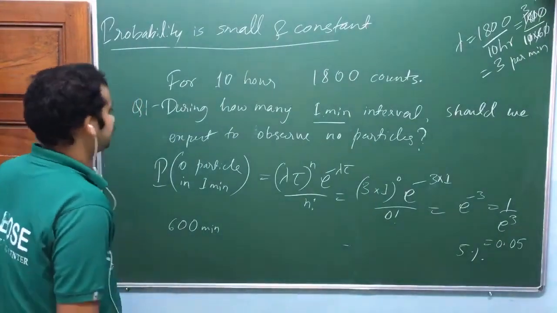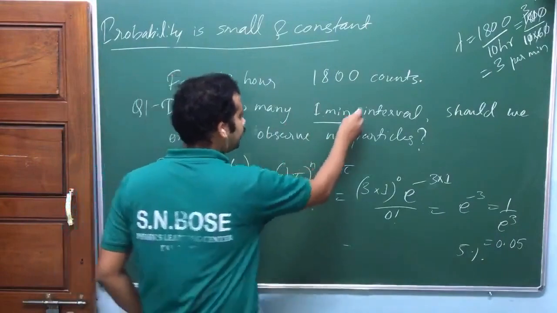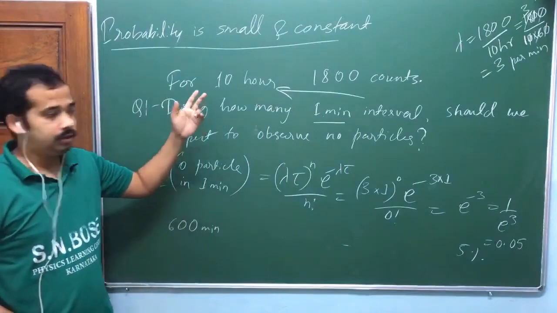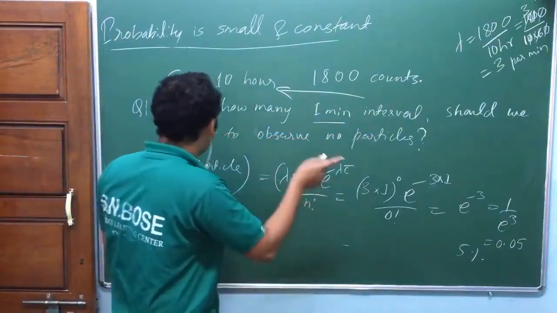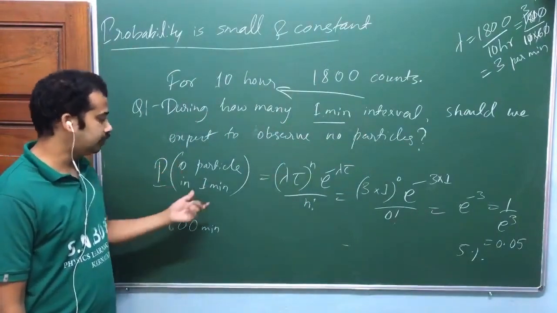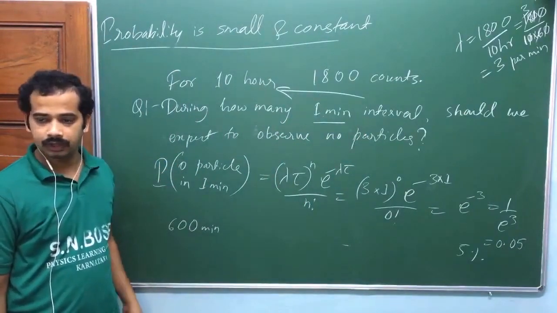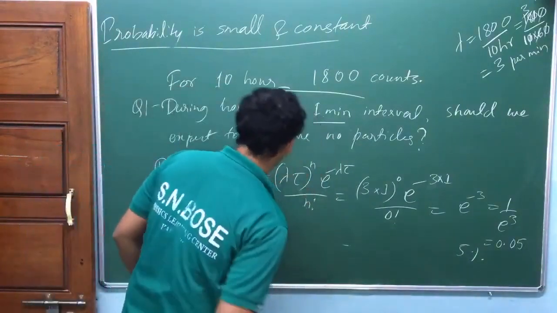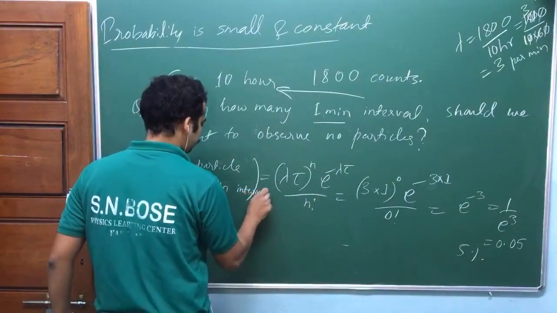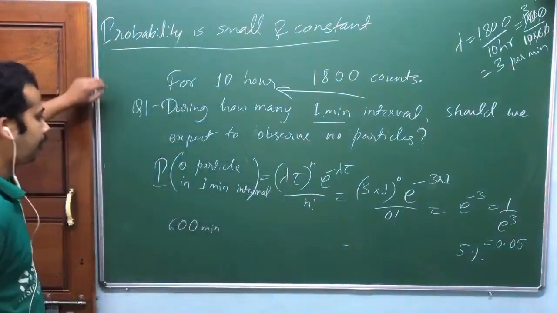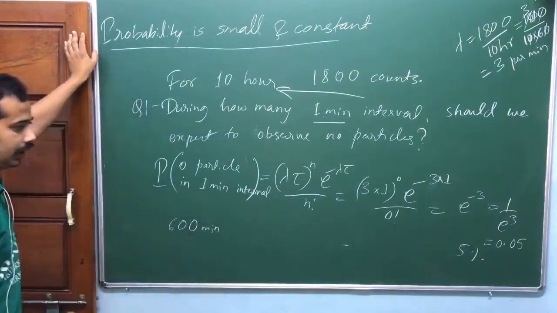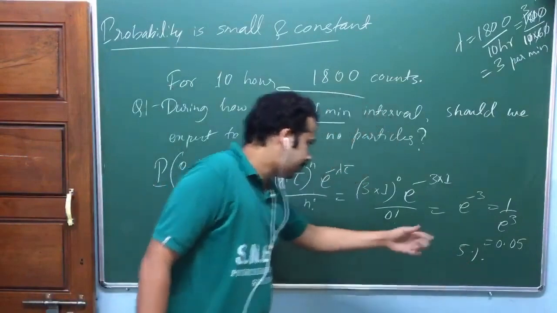Now, what he is asking is: how many 1 minute intervals? Because this was the experiment we have done. During how many 1 minute intervals should we expect to observe no particle? Now, I got the probability that there is no particle in 1 minute. We better write 1 minute interval actually, then it is meaningful. The probability of observing 0 particles in a 1 minute interval is 5%, or 0.05.